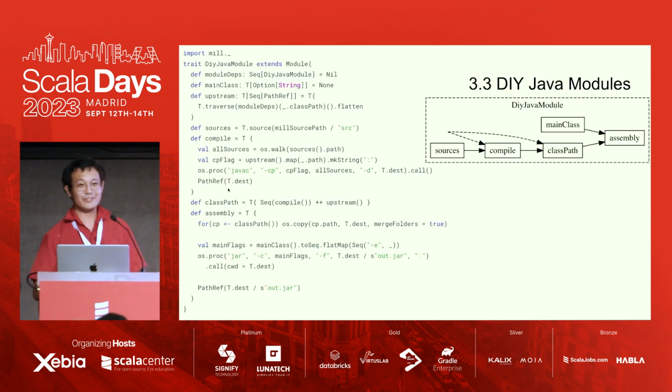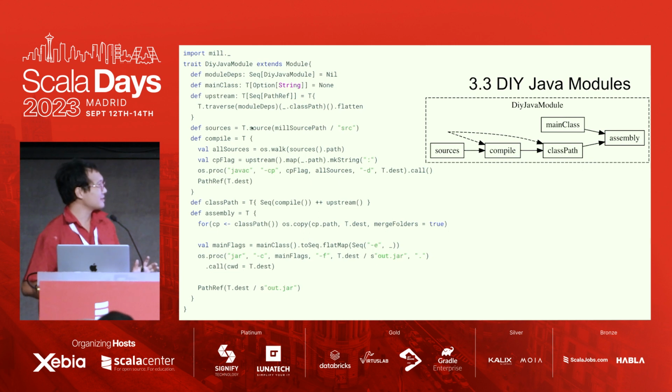So it's a bit of code here, so if you can't see at the back, maybe come forward. But I'll walk you through it step by step. First, we have trait DiyJavaModule extends Module, and DiyJavaModule is our name. We have this moduleDeps, which I can override later to say what my upstream modules are. Our main class I can specify. There's this traverse thing that I'm going to ignore for the time being.